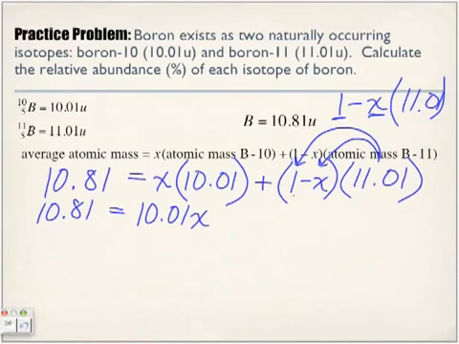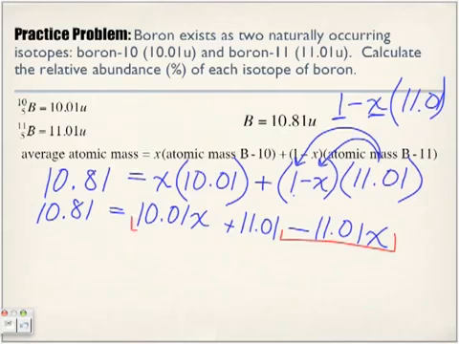11.01 times 1, 11.01. 11.01 times negative x, minus 11.01x. So what I want to do now is collect my x's on one side of the equal sign and my whole numbers on the other side. Because what am I trying to find? The value of x. So I'm going to bring this over, and this over, because I'm going to bring the x's over to this side of the equal sign.